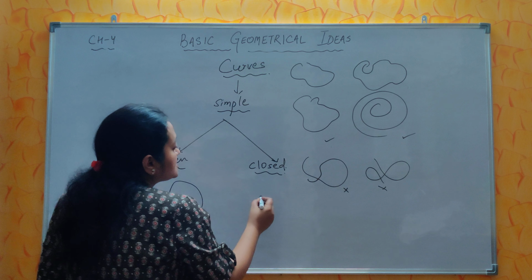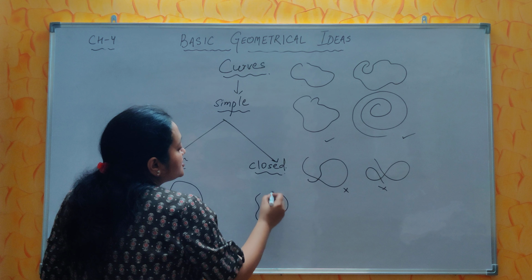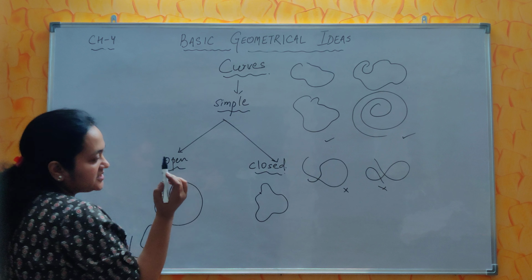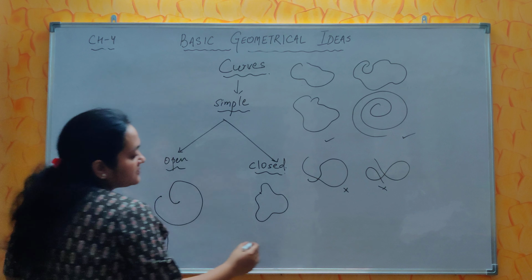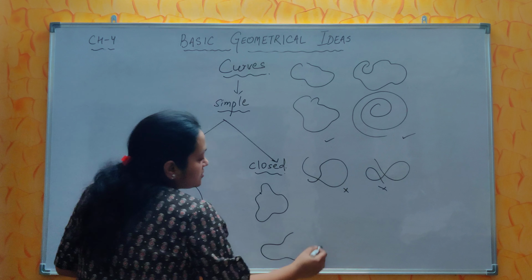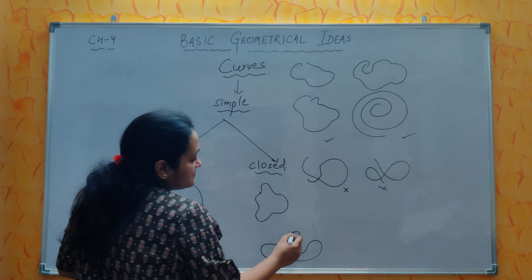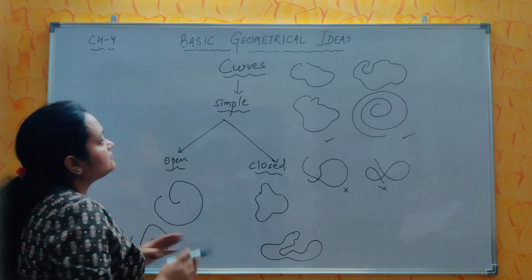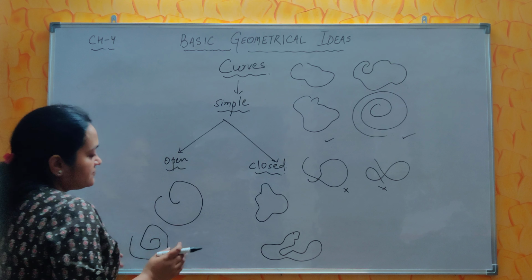But what is a closed curve? Any curve which has the same starting point and the same end point. This is a closed curve. Similarly, this is also a closed curve. Okay, these are two different types of curves, open curve and closed curve.